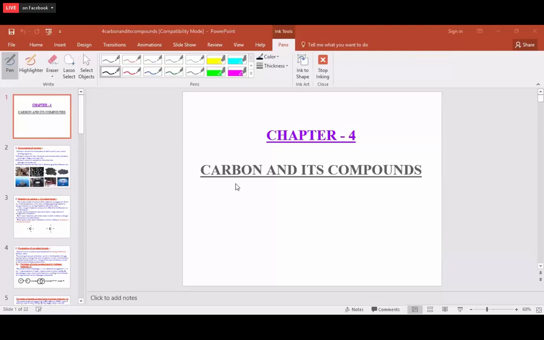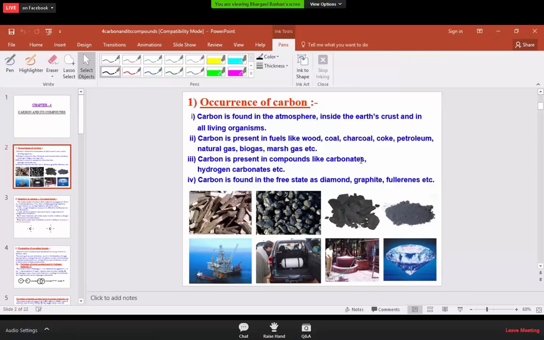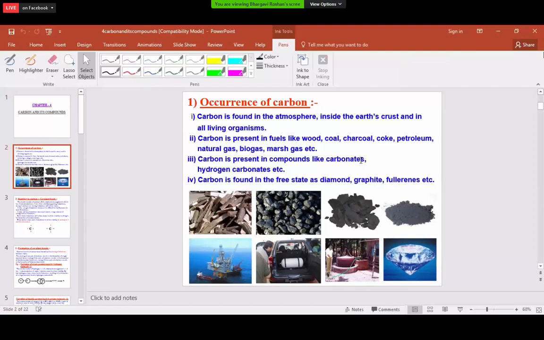So today we are going to see about the carbon and its compounds chapter. So, occurrence of carbon. Carbon is found in the atmosphere, inside the earth's crust, and in all living things. It is present in the fuels we use in our day-to-day life, like wood, coal, charcoal, coke, petroleum. In all these, carbon is the important ingredient.